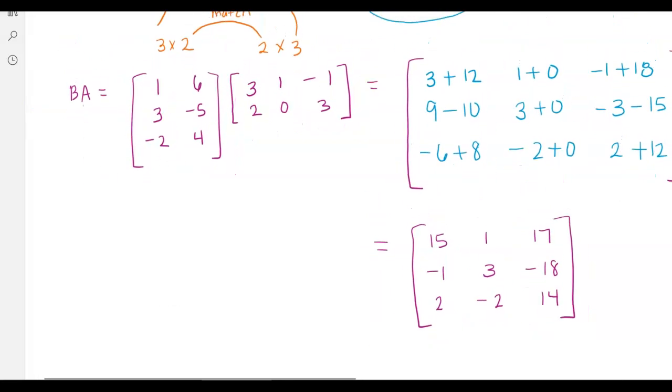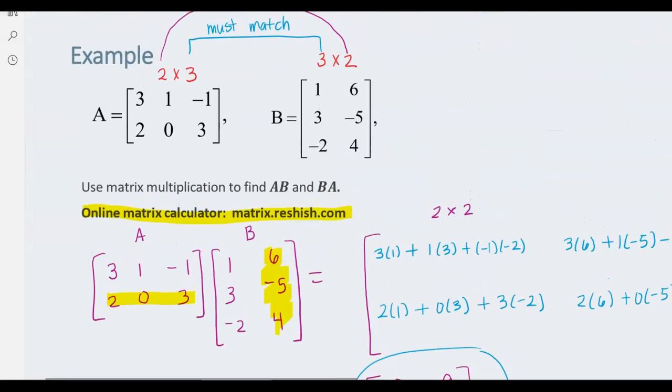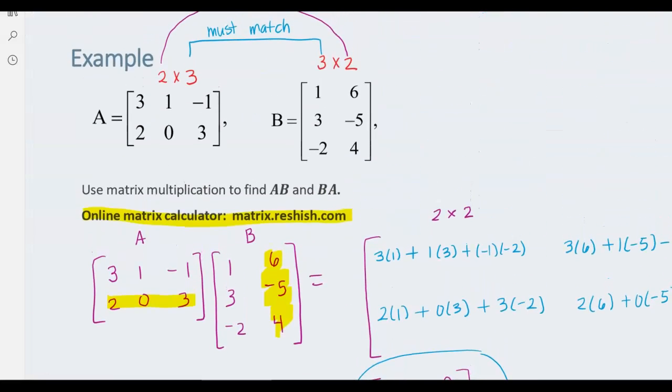All right, like I said, you can look these up using that matrix calculator here, matrix.reshish.com. There's a ton of them online.